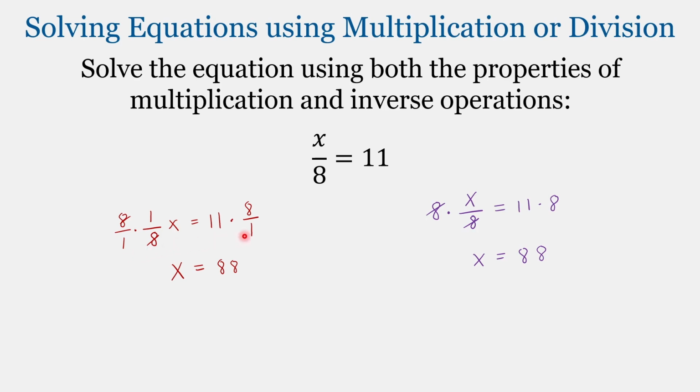So as you solve these equations, whether you view it as using these properties of multiplication, finding that reciprocal that converts the coefficient in front of x to 1, or if you see these as inverse operations, it doesn't matter. In both cases, we did the same thing. We multiplied both sides by 8. And we end up with the same answer, x equal to 88.